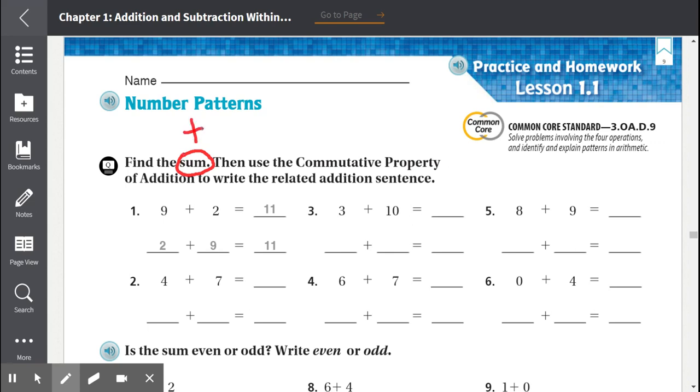Now, commutative property. Commutative property means the numbers switch. So I'm going to write switch. So the sum means the answer to an addition problem, and the commutative property means switching the numbers. So let's begin. Number one.